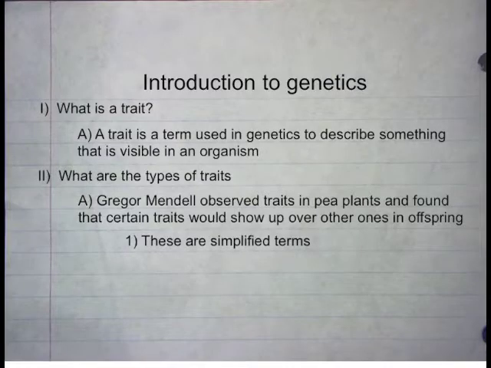What are the types of traits? Gregor Mendel observed traits in pea plants and found that certain traits would show up over others in offspring. These are simplified terms, however, that we're going to use. Gregor Mendel was a monk living quite a while ago.